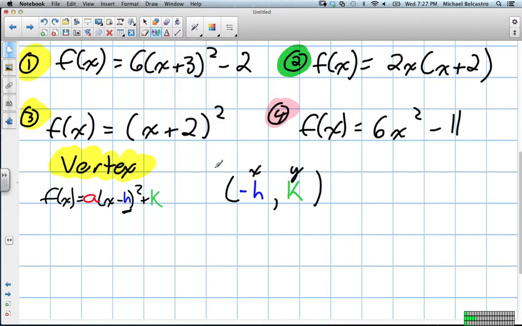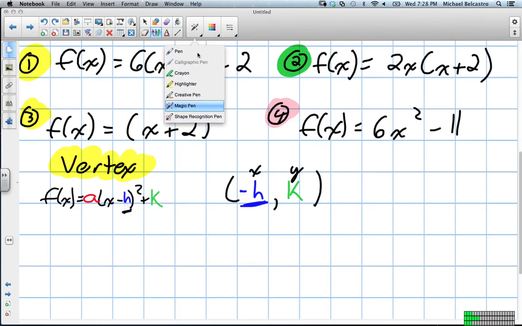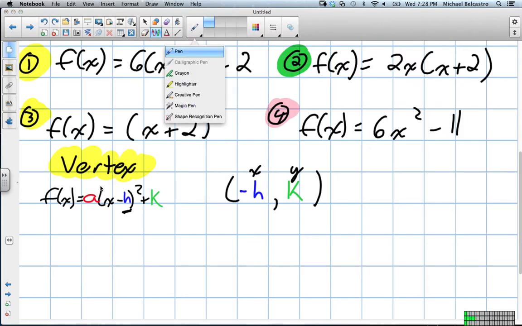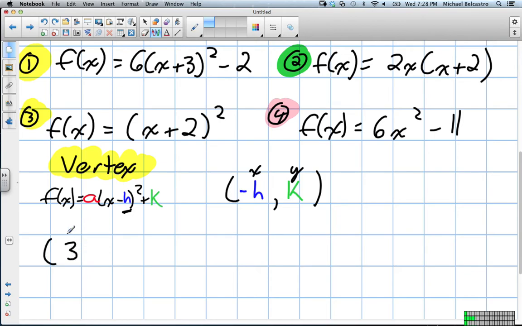If you look, in this vertex form, remember yellow is vertex. In this vertex form, which is the h? Which number is h? 3. Now, is it a positive or negative? A positive. Okay. So when we put it into vertex form, what's it going to be? Positive or negative? Negative. That's right. We're going to flip it. Okay. So the vertex form of number 1, let's use black. The vertex form of that is 3b. 3 would be the x. And what will our y be?